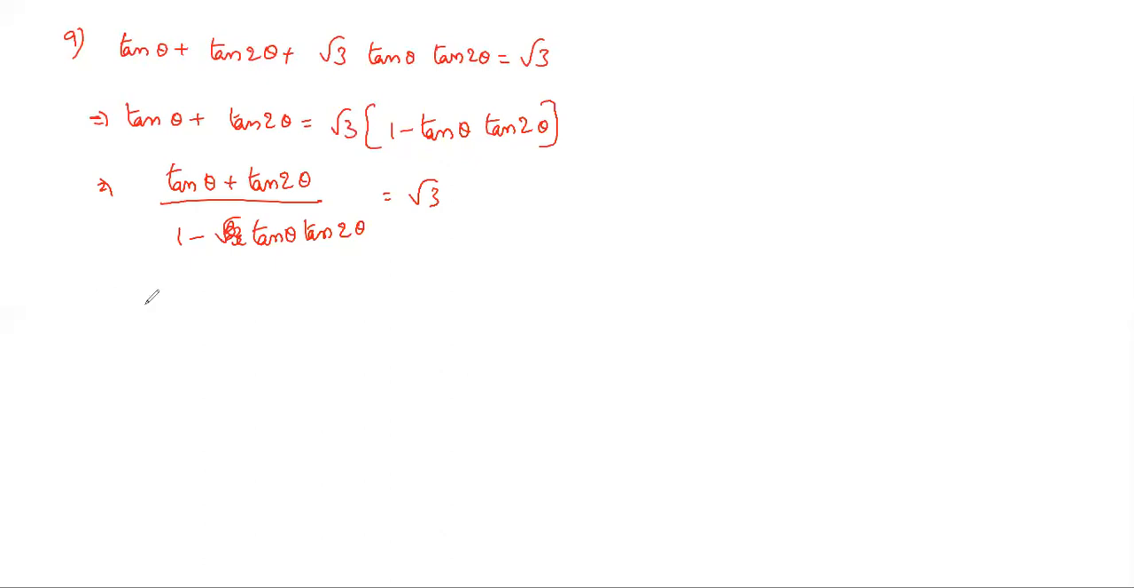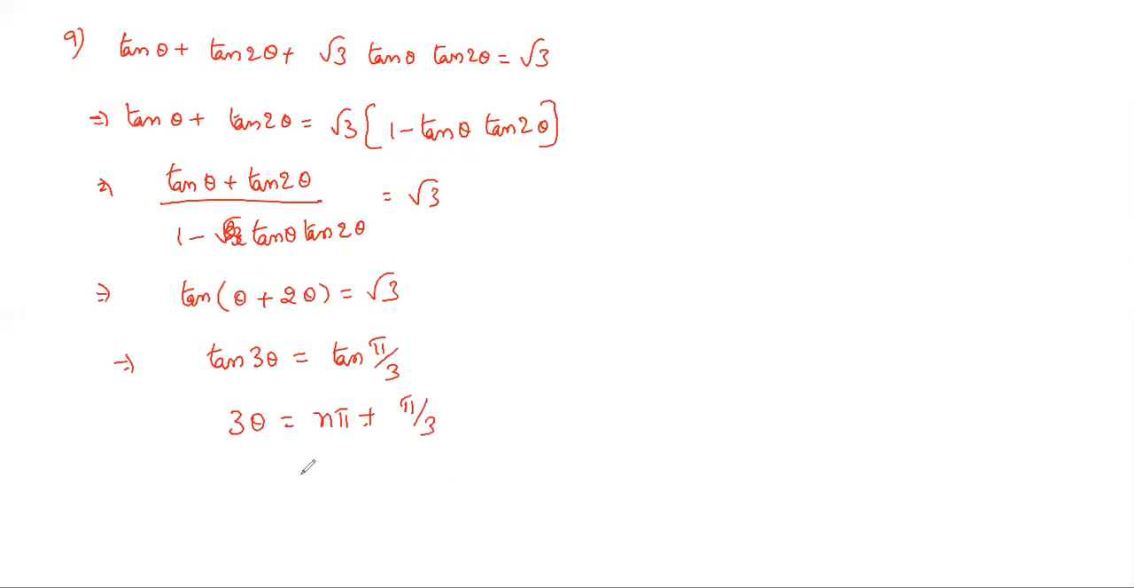It is in the form of tan(A plus B), tan A plus tan B by 1 minus tan A tan B. So tan(theta plus 2 theta) equals root 3. So tan 3 theta equals root 3, you can write tan pi by 3, tan 60. So 3 theta equals n pi plus alpha, only plus alpha. So theta equals n pi by 3 plus pi by 9, n belongs to Z. So this is the general solution of the given equation.